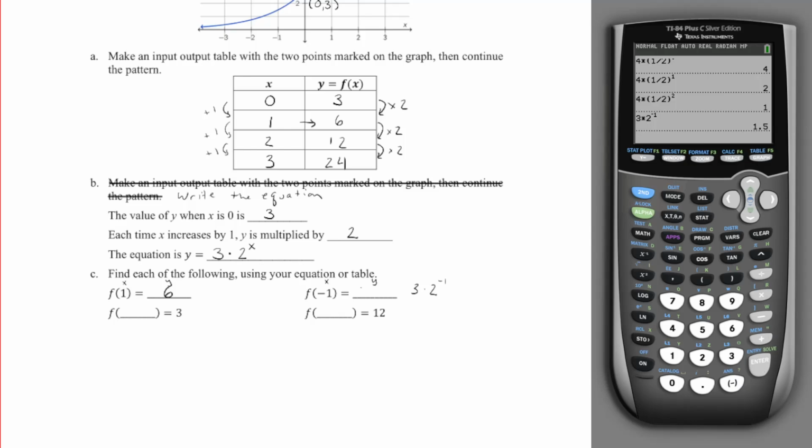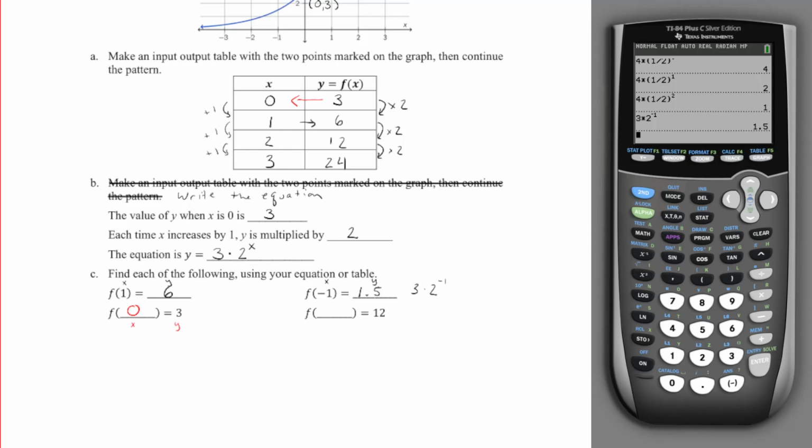I'm going to just leave that as a decimal. I don't know whether I'd rather have a decimal or a fraction. Since it's a nice decimal, I'll just leave it like that. If we want to say f of what is 3, we're trying to find the value of x when y is 3. Looking in the table, we see when y is 3, x is 0. So f of 0 equals 3.